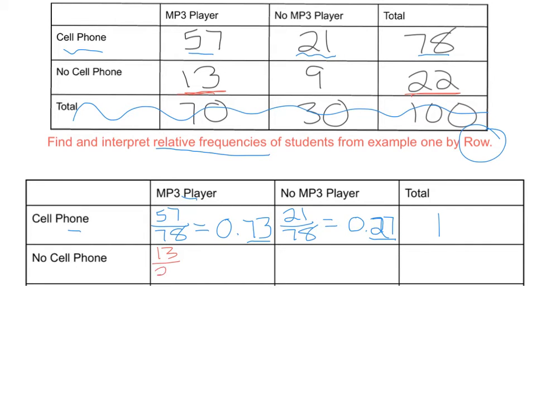So 13 out of 22, you have the decimal 0.59. And then students that don't have either, 9 out of 22, which is 0.41. And 0.59 plus 0.41 is 1.